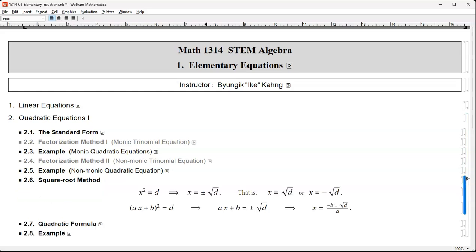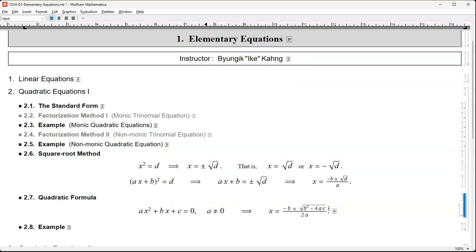And as for the intermediate step toward the quadratic formula, it's coming from the square root method. x squared is, say, d, and x is plus or minus square root of d. And likewise, (ax plus b) squared is d. Then ax plus b is plus or minus square root of d. And if you solve for x, then this is what you're going to get: minus b plus or minus square root of d, over a. And compare that with the quadratic formula. They look deceptively simple, don't they?